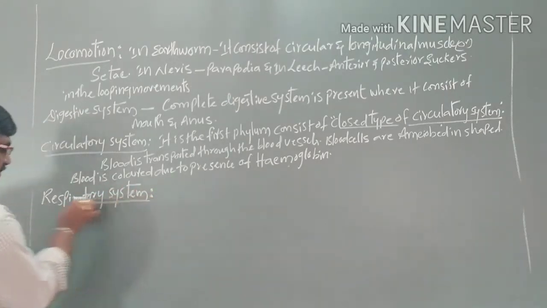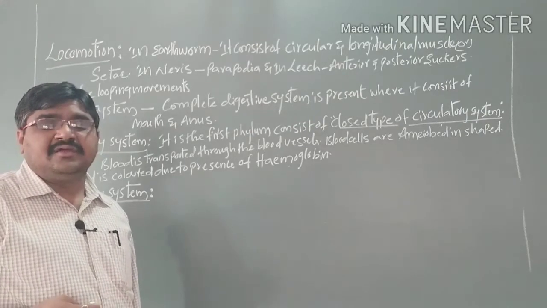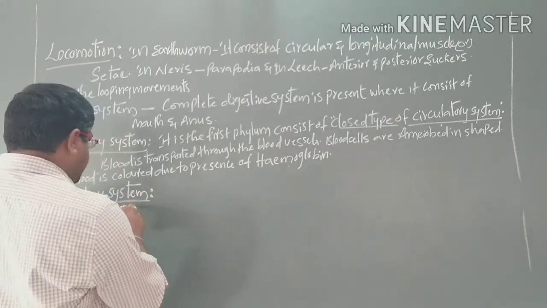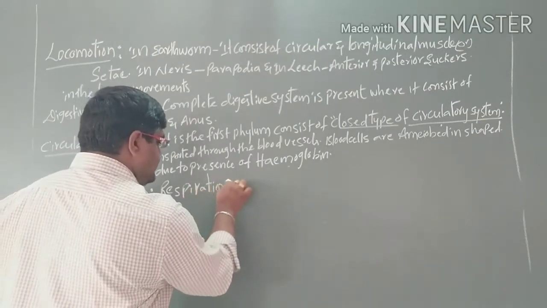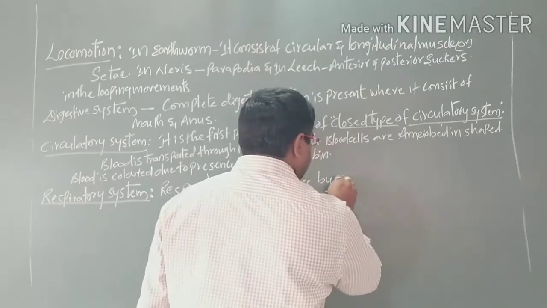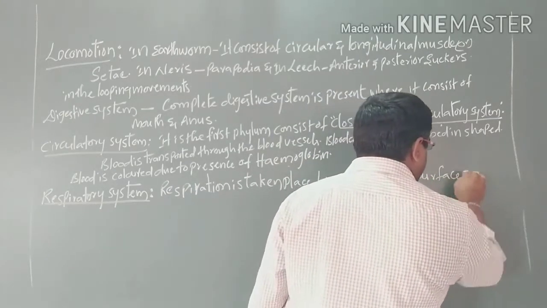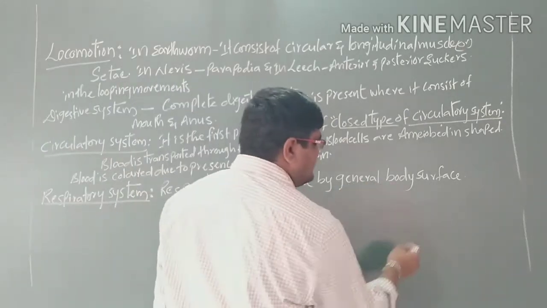And coming to the respiratory system. Here respiration takes place by the skin, that means with the help of the skin, respiration takes place. The respiration takes place by the general body surface. So in earthworms, it takes place through the moist skin.